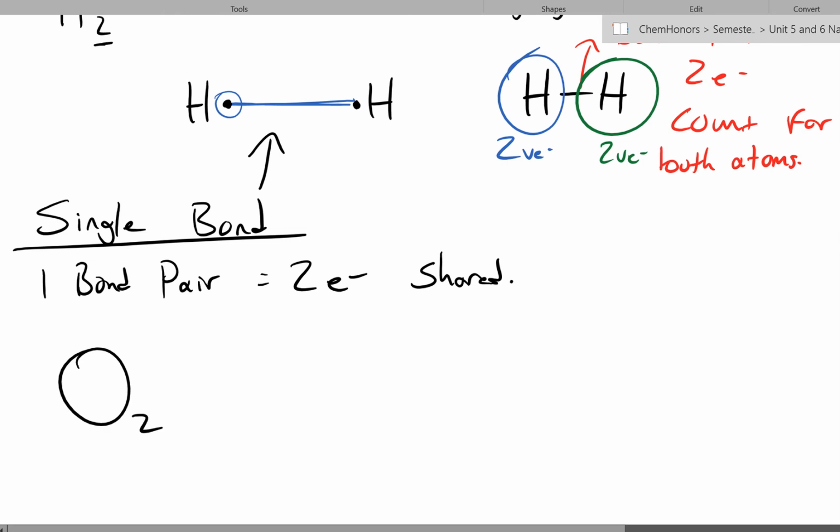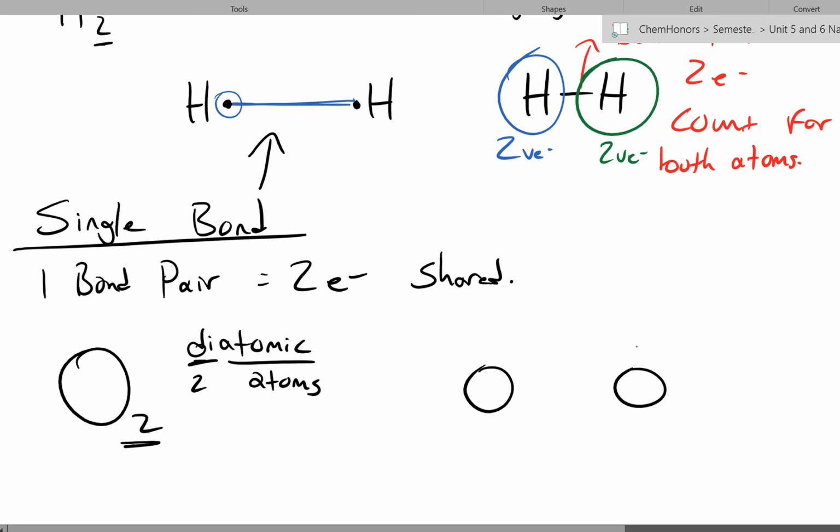So O2 is a diatomic. Remember, diatomic means 2 atoms. Diatomic. Di means 2. Atomic means we're talking about atoms. Which is true when we look at our diatomic one. We have 2 atoms here. Now, O2, if we look at them, each oxygen has 1, 2, 3, 4, 5, 6 valence electrons. This oxygen over here has 1, 2, 3, 4, 5, 6 valence electrons.